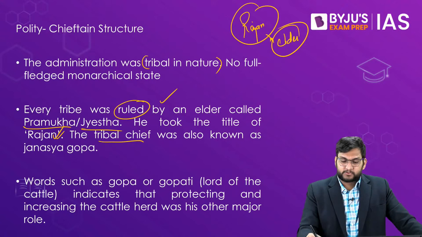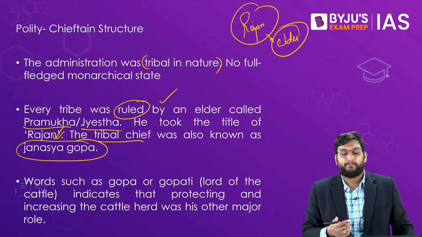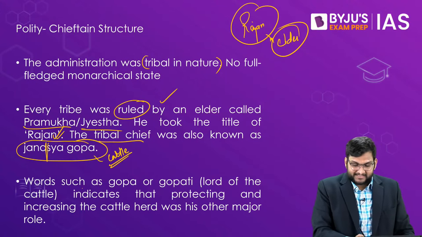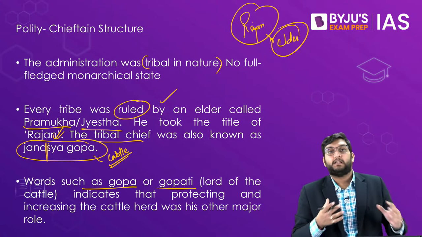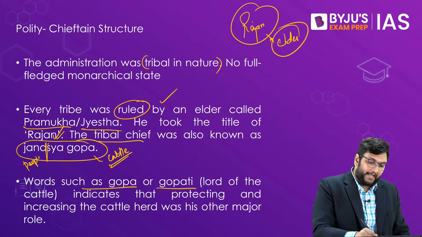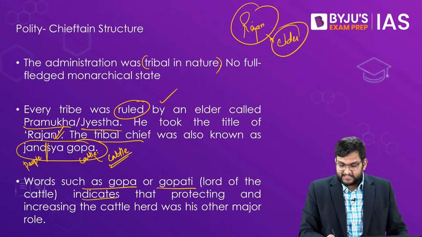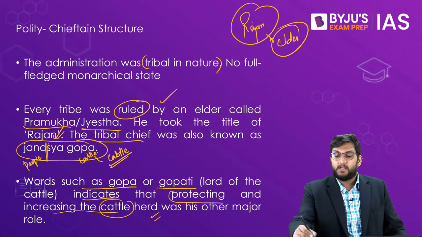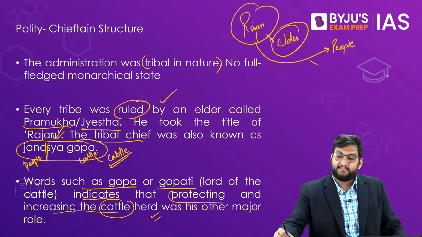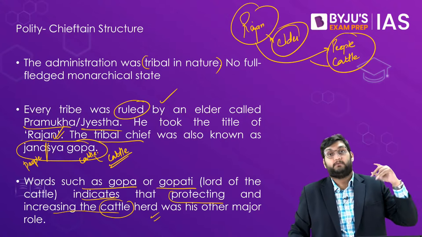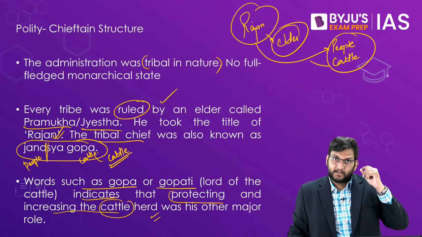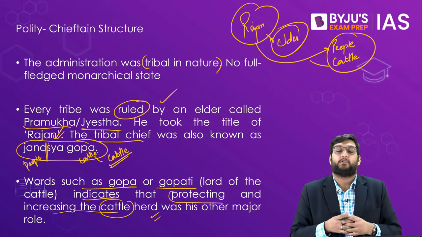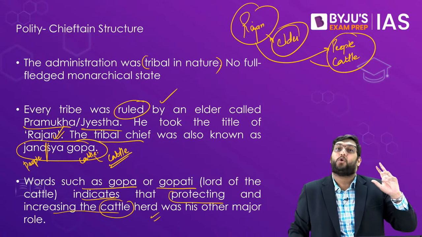Then, the tribal chief was also known as Janasya Gopa. Janasya Gopa means, Jana means people and Gopa means cattle. So the words such as Gopa and Gopati mean lord of cattle, meaning it's about protecting the people and the cattle, which indicates that they were protecting and increasing their cattle herds. That was the major role which the Rajans had. So the Rajan's role was to protect the people and the cattle, unlike what will happen later, where the territory will become important. This is how we have reconstructed the period, by reading the Rigveda itself very closely. In Janasya Gopa, the word Rajan has a different connotation.